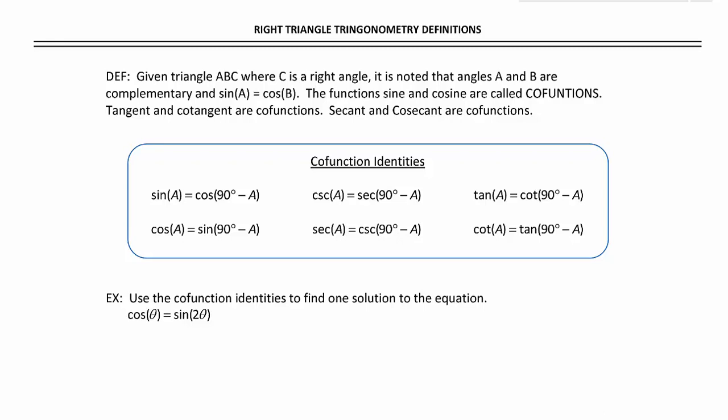This video provides right triangle trigonometry definitions. But before we get to that, we want to talk about the definition of cofunctions. Given triangle ABC, where C is a right angle, it is noted that angles A and B are complementary and that sine of A is equal to cosine of B. Well, let's take a look at a triangle ABC here.